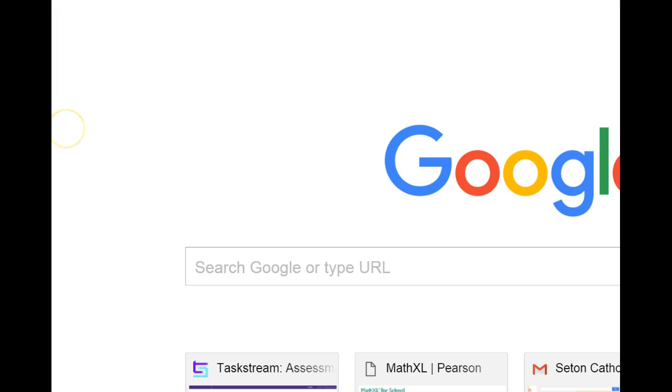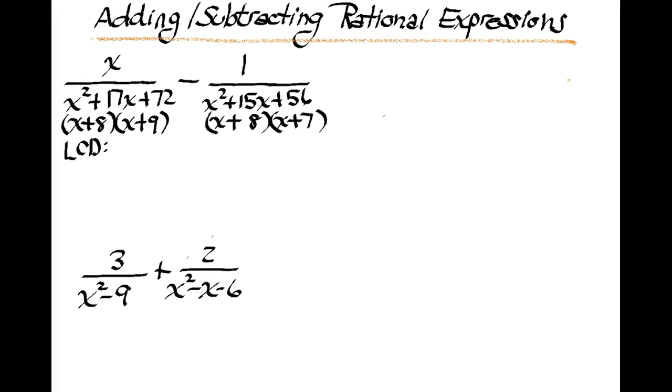The first factor that I see is x plus 8, and I have an x plus 8 in both. So x plus 8 is in my LCD. The next factor that I see is an x plus 9. So that's part of my LCD. And my last unique factor is x plus 7. So that's part of my LCD, x plus 7.